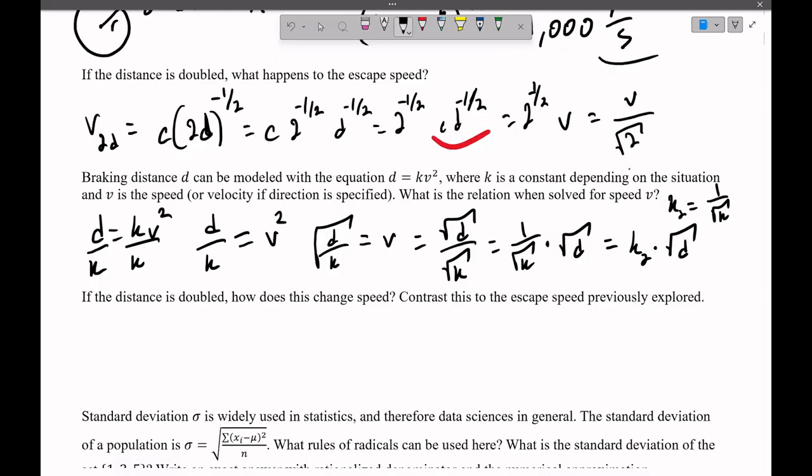Now, if distance is doubled, how does this change speed? Well, we have the velocity. Again, what we found out here was that v equals some constant times the square root of d. That's the same thing as d to the 1/2 power, again, by rules of radicals. Then if we're going to double the distance, that's what we have here. I can break up the radical.